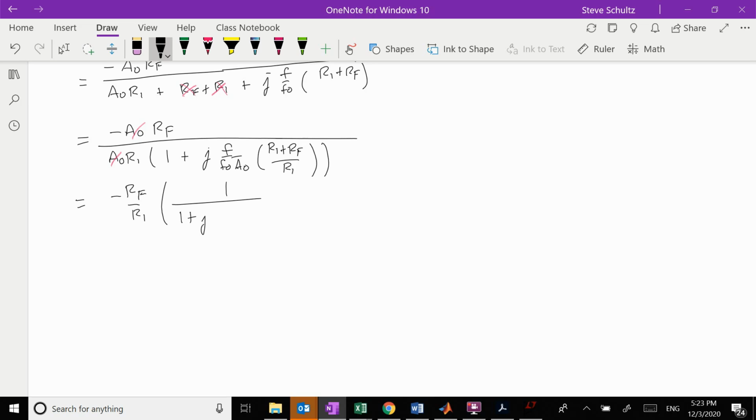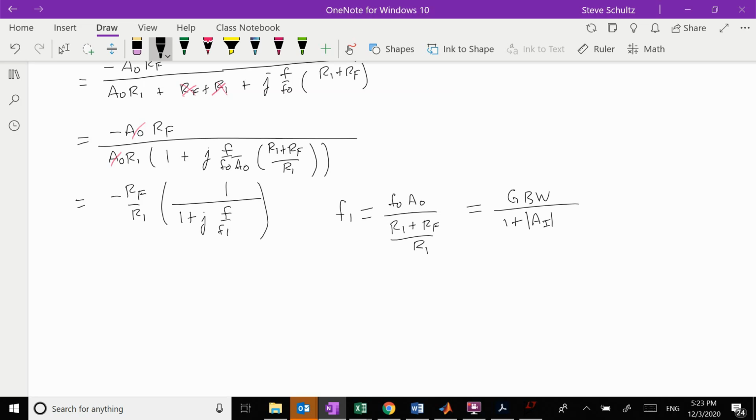And then we see that these two cancel off, and we are left with minus RF over R1 times 1 over 1 plus jf over f1, where f1 is equal to f0 A0 divided by R1 plus RF over R1, which is equal to our gain bandwidth divided by 1 plus our single stage inverting amplifier gain magnitude, if we worry about the sign.